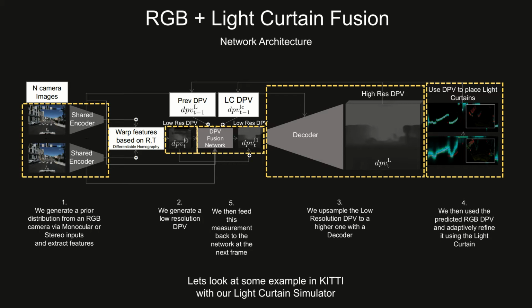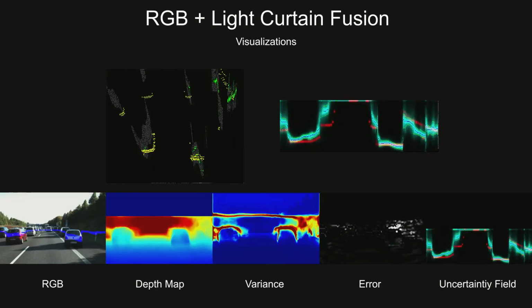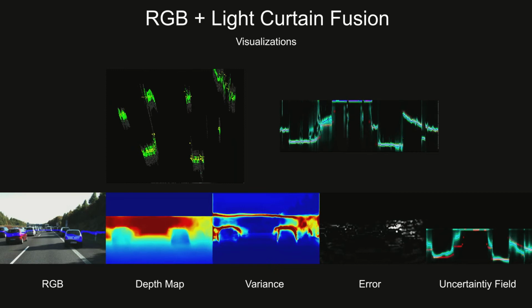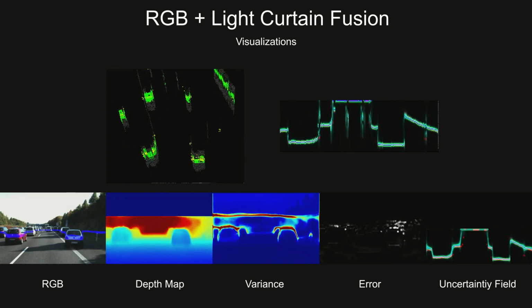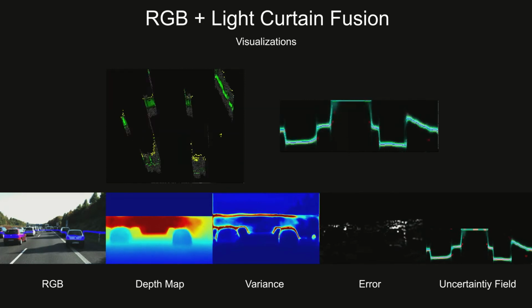Let's look at some examples in the KITTI dataset with our light curtain simulator first. Here we start with a prior from monocular RGB, place light curtains, correct it, and feed it back into our network. Observe how the uncertainty gets corrected and how the predicted depth distribution converges on the ground truth in the uncertainty field. Let's see that again.